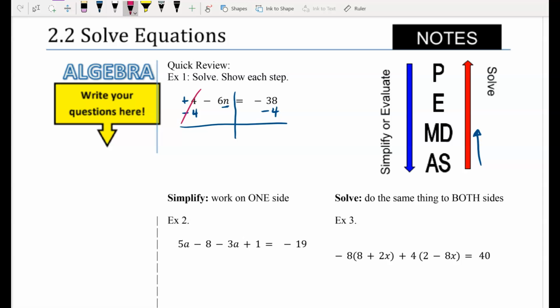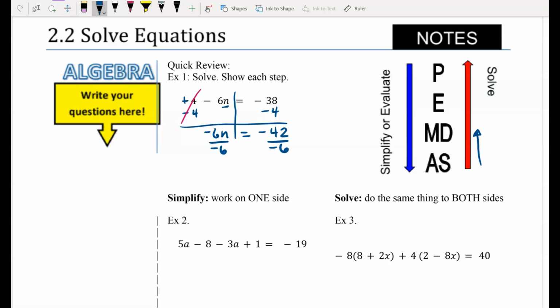This is going to zero out, and then I bring down my negative 6n equals negative 42. Don't lose your equal sign. It's important to keep up with that. Now I have negative 6 multiplied by n. To get rid of that, I'm going to divide by negative 6.